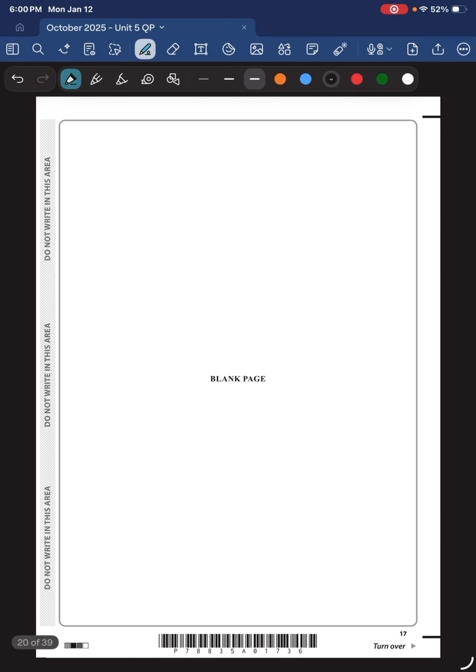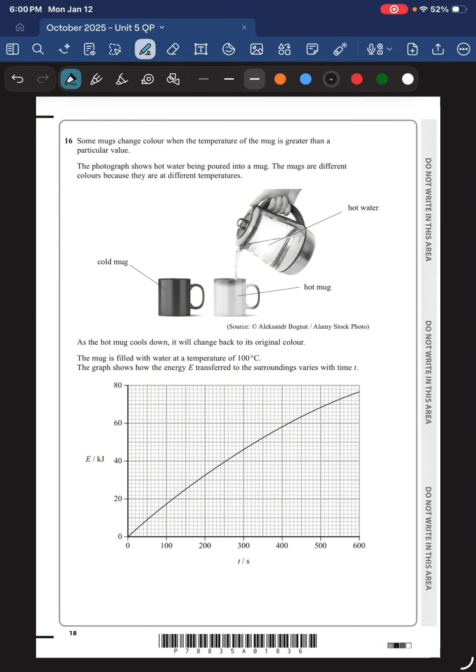All right, question 16 now. Some mugs change color when the temperature of the mug is greater than a particular value. Okay, the photograph shows hot water being poured into a mug. The mugs are different colors because they are at different temperatures. Okay, as the hot mug cools down, it will change back to its original color. The mug is filled with water at a temperature of 100 degrees Celsius. The graph shows how the energy E transferred to the surroundings varies with time t.